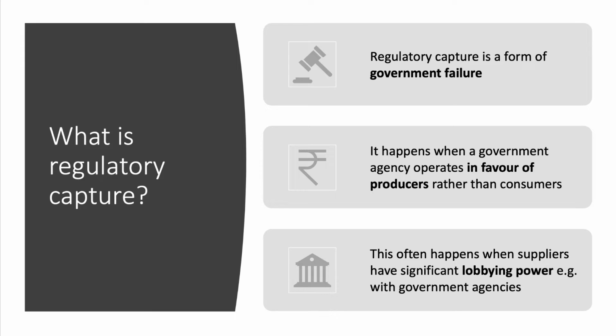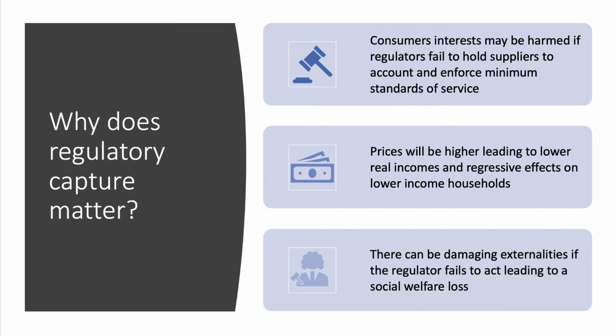Well, first of all, it's a form of government failure, and it happens when a regulatory body, an industry regulator for example, operates or appears to operate in favour of producers, suppliers, rather than consumers. And typically it happens when the supplier or the suppliers as a collective body have significant influence or lobbying power, particularly with government agencies.